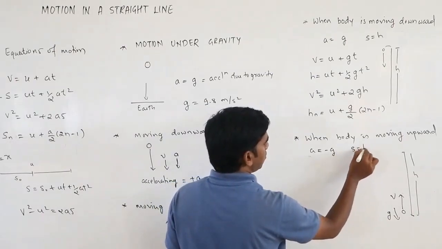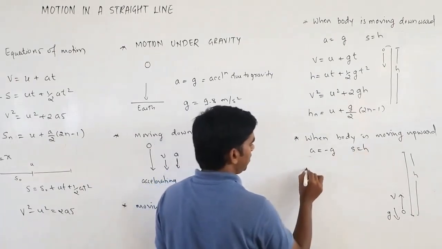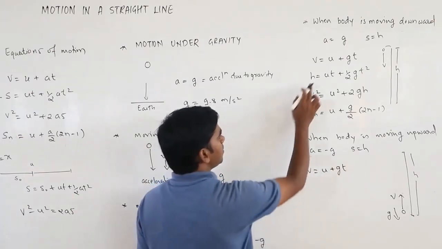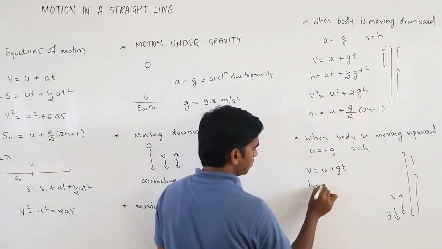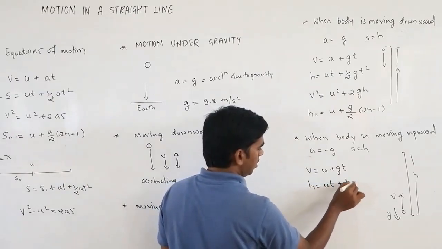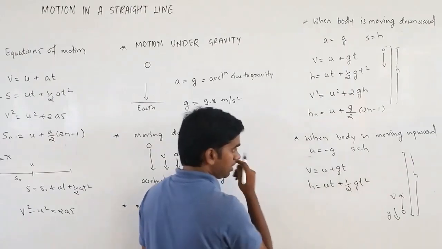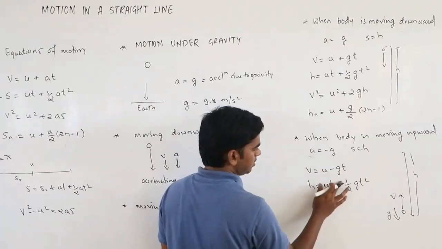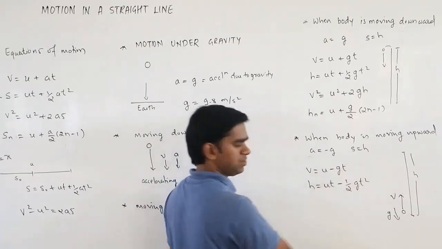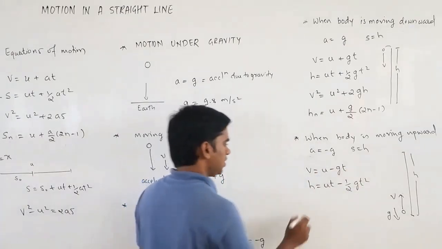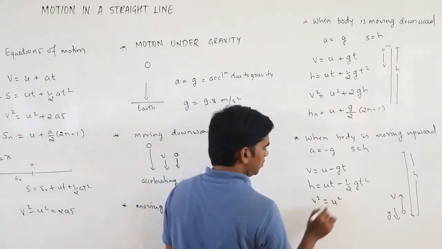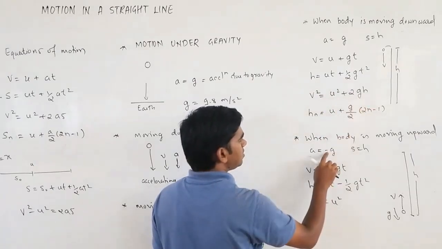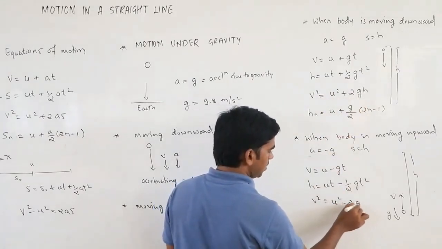So again s equals to what? H only. So no need to worry about that one. So v equals to what? u plus gt. Okay. Similarly, what about the second? h equals to ut plus half gt square. Remember here it is not plus. So a equals to minus g means this will become minus g. Okay. So next v square equals to u square plus 2gh. So minus g is there, so this will become minus 2gh.